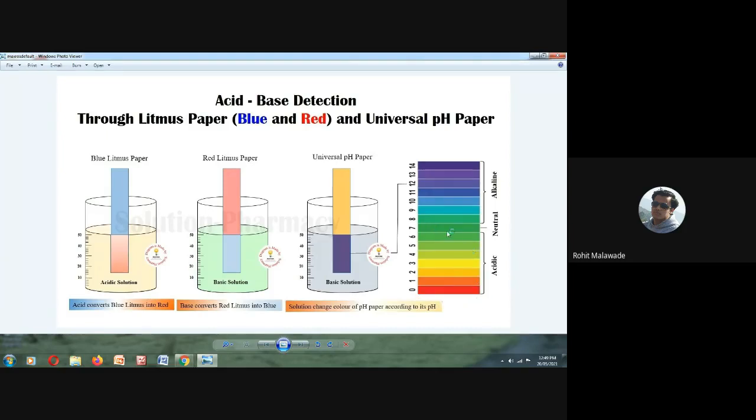So 0 to 7 is neutral, right? Sorry, 0 to 7 is an acidic range. In between 0 to 6.99, it is an acidic range. And at 7, it becomes neutral. And from 8 to 14, it becomes basic.